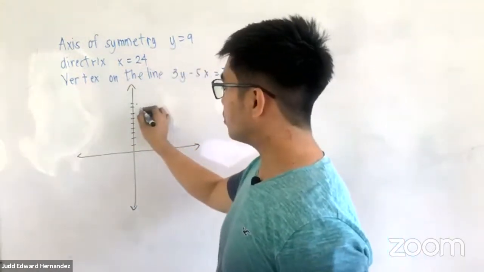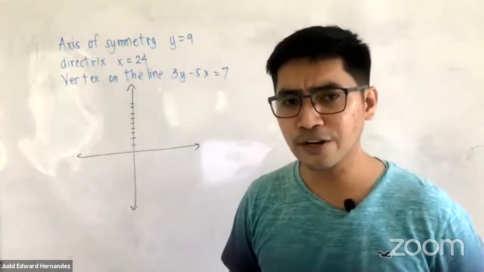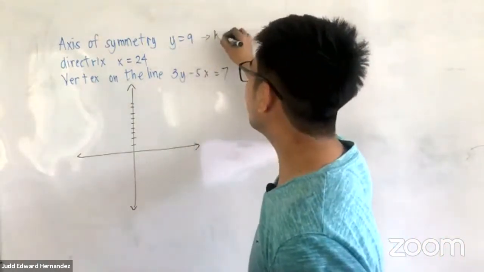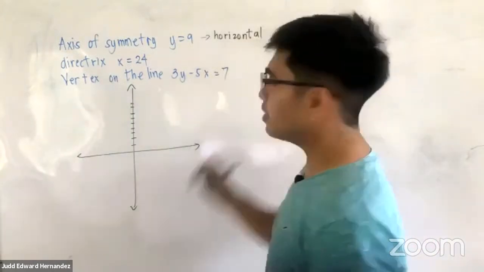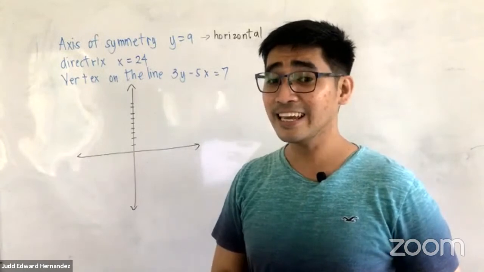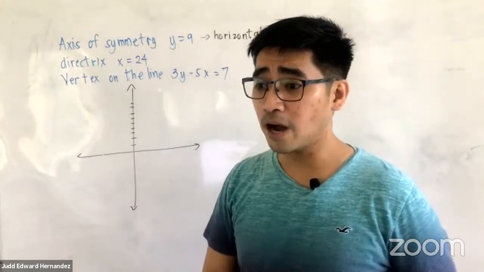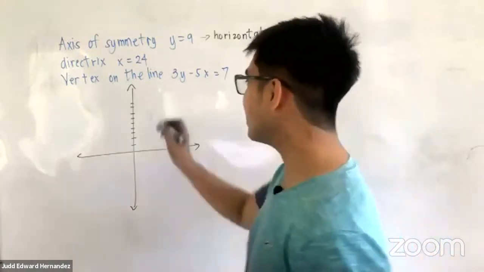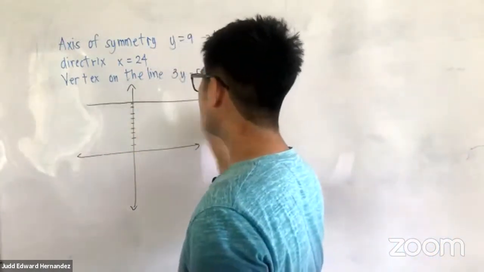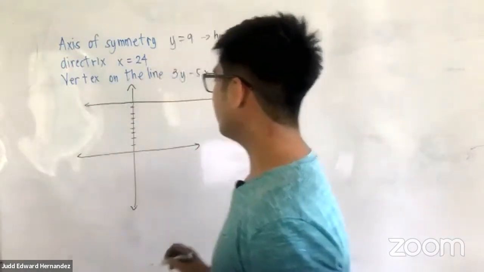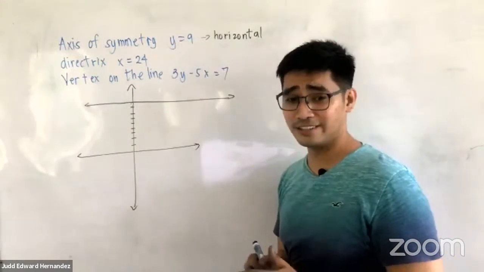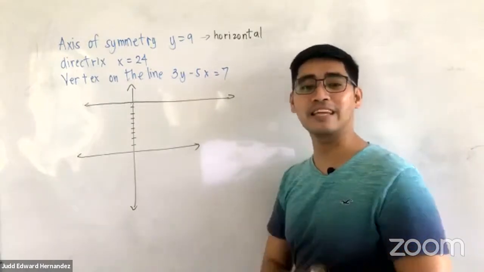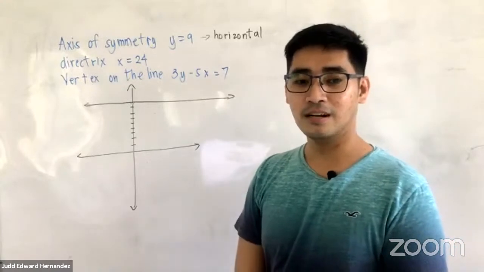Okay, pag sinabing y is equal to 9, what is the axis of symmetry? Horizontal or vertical? Sige nga. Vertical po. Mali. The axis of symmetry should be horizontal. Okay. Paliwanag ko kung bakit naging horizontal: kasi the line y is equal to 9 is horizontal. Kasi gagraph natin y is equal to 9 daw. Di ba ito siya? Tama ba? Yes. Okay. Therefore, the axis of symmetry is horizontal. Are we clear? Maliwanag ba kung bakit naging horizontal yung axis of symmetry? Yes or no? Yes po.